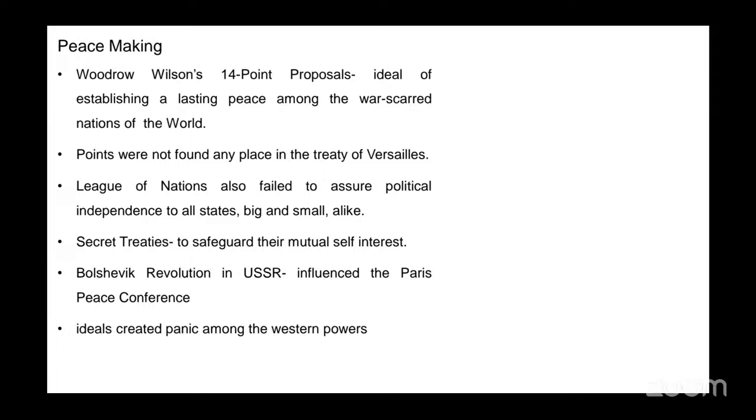Then next comes the Bolshevik Revolution in the USSR. So what happens in 1917? Russia had a revolution, and this revolution shook up the world, especially the capitalist world. They were worried that this communist outbreak would spread to other parts of the world and take over their capitalistic states. So the Bolshevik Revolution also influenced the Paris Peace Conference, and this created a panic that, as I've said, led the countries to get further into secret treaties.